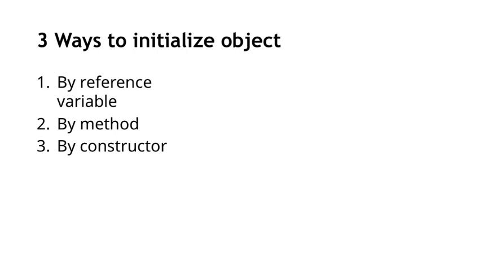Next, there's initialization by method, where you use a specific method designed to set up or configure the object after its creation. This allows for more flexible and dynamic initialization, especially when the exact setup depends on runtime conditions. Lastly, we have initialization by constructor, which is the most common and fundamental way. Here, the constructor is a special method that gets called automatically when you create a new object, ensuring that the object is properly initialized right from the start.